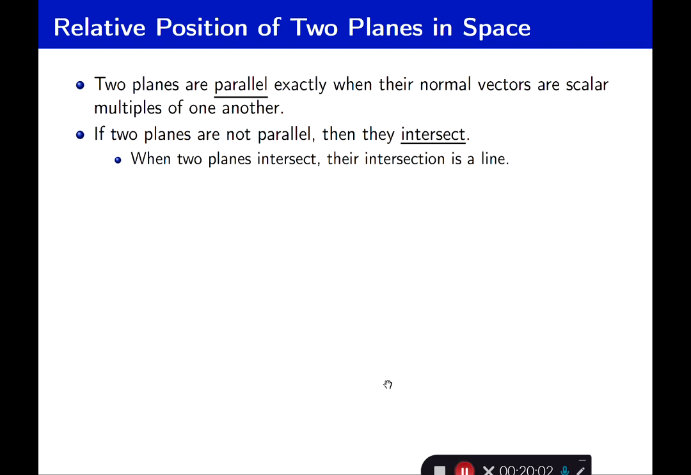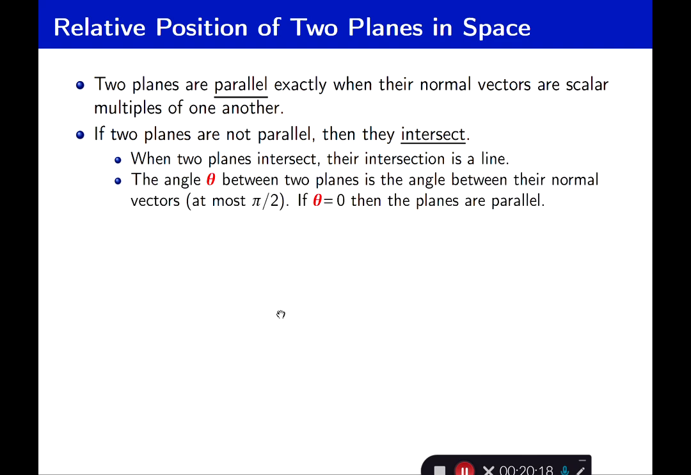So, relative position of two planes in space. Two planes are parallel exactly when their normal vectors are scalar multiples of one another. If two planes are not parallel, then they intersect, so there's no third option. Or two planes are the same. That's the only other one.